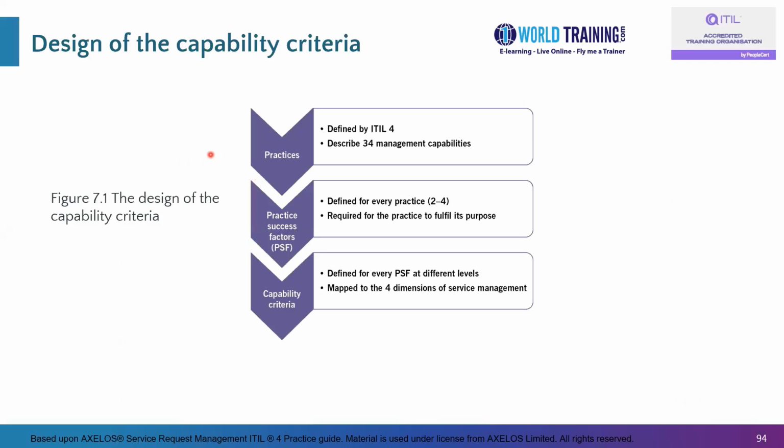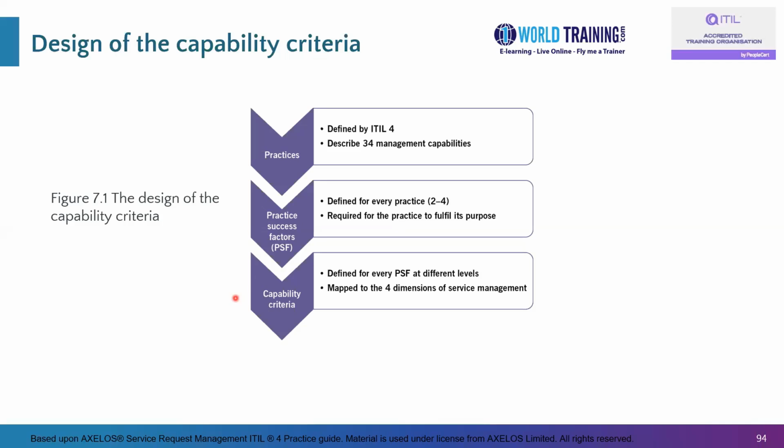Now we come to the capability criteria within the ITIL capability model. At a very high level, ITIL 4 in particular has 34 management practices. Each of these practices has practice success factors. They are at least 2 and maximum 4. And they are required by the practice to fulfill its purpose. Meaning together those PSFs, or practice success factors, fulfill the purpose of the practice.